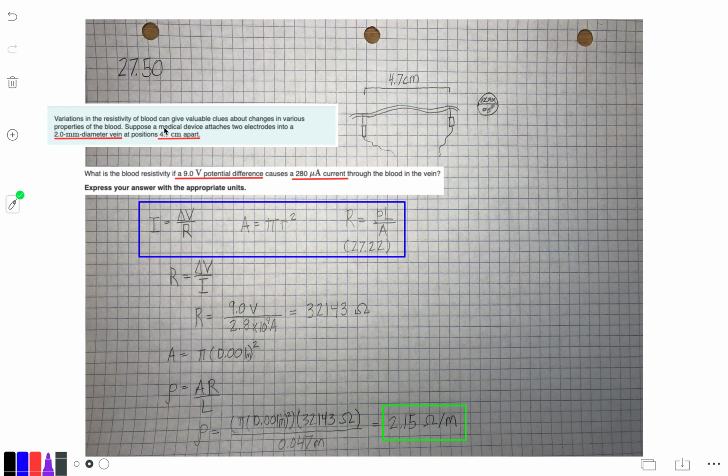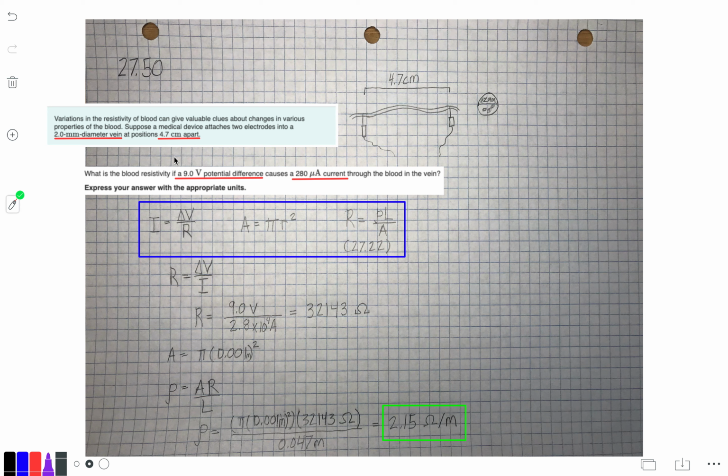So I've drawn our vein right here, and we have our electrodes here, and here's the distance of them apart, which is 4.7 centimeters, and we also have the diameter of our vein right here.